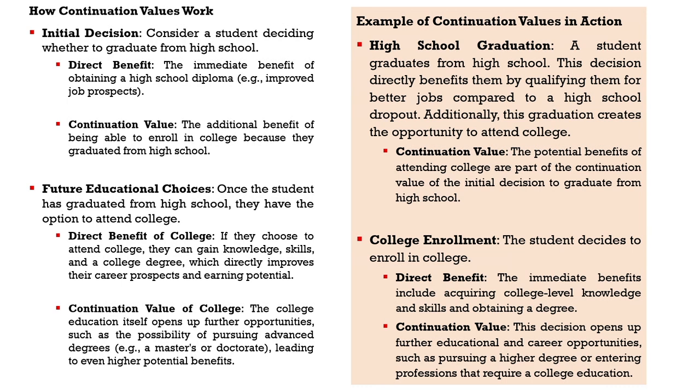So, there is a direct benefit of having achieved the diploma, but there is a continuation value because it gives you the ability to enroll in college. So, there is a continuation value to this diploma. Now, once the student has graduated from high school, they have the option to attend college. So, this is what is referred to as future educational choices in Heckman's and others' model. So, the direct benefit of college is also there along with continuation value of college. In the context of direct benefit of college, if they choose to attend college, they can gain knowledge, skills and a college degree, which then again directly improves their career prospects and earning potential. But there is a continuation value of college also, because the college education itself opens up future opportunities such as the possibility of pursuing an advanced degree, for example a master's or a doctorate, leading to even higher potential benefits.